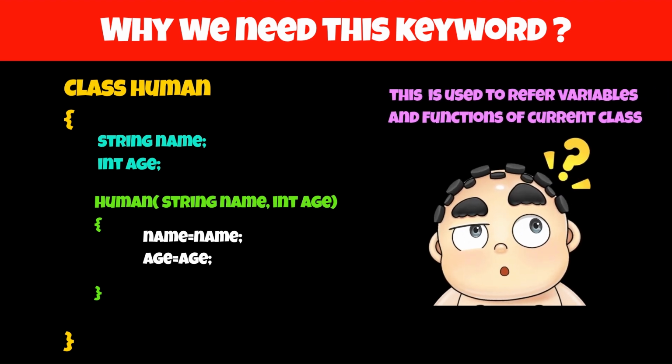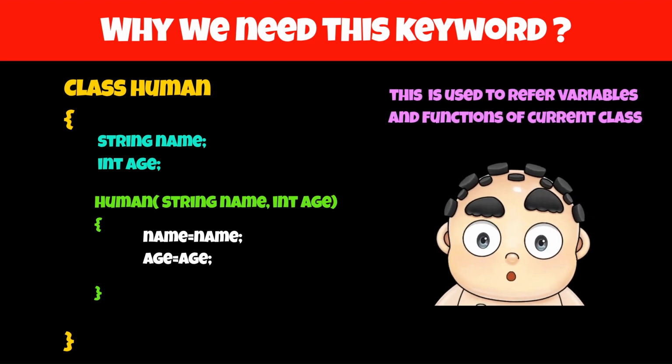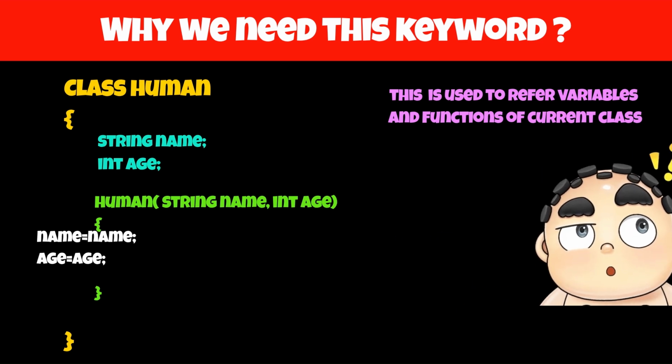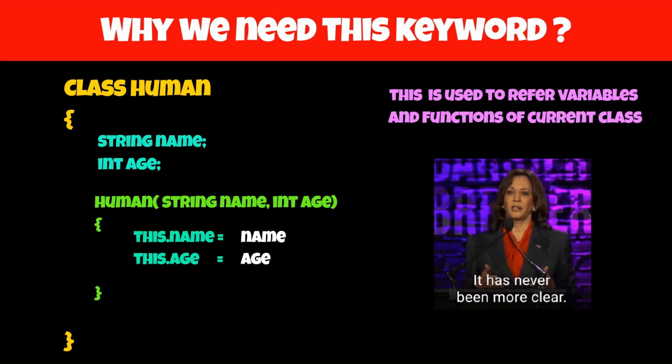This keyword is used to access variables and function of a current class. So we can use this.name is equal to name and this.age is equal to age. So now compiler will understand that left hand side is referring to the class variable and right hand side is referring to the parameters of a function or constructor. So in this way, this keyword is used to refer the variables and function of a current class or object.